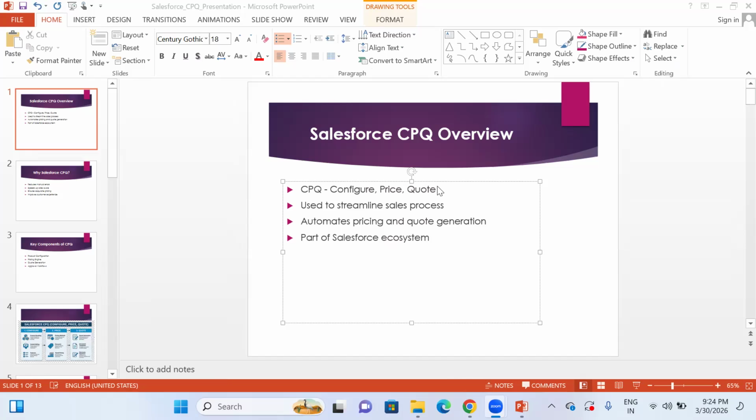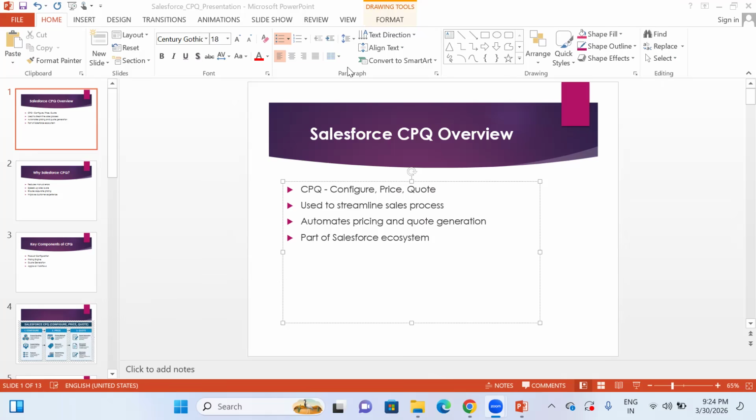As part of our Salesforce learning, we discussed earlier what CPQ is all about. Let me rewind. CPQ is nothing but Configure, Price, and Quotation, one of the products we use in Salesforce, which is majorly used to streamline the sales process. At the same time, it is used to automate pricing and quotation generation as well.